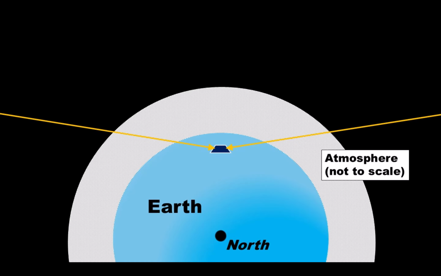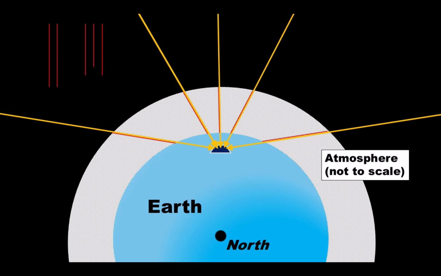Around sunrise and sunset, sunlight must pass through a much thicker and longer section of the atmosphere. The longer path through the atmosphere increases the amount of solar radiation that is absorbed and scattered. This significantly reduces the intensity of the light that reaches Earth's surface.